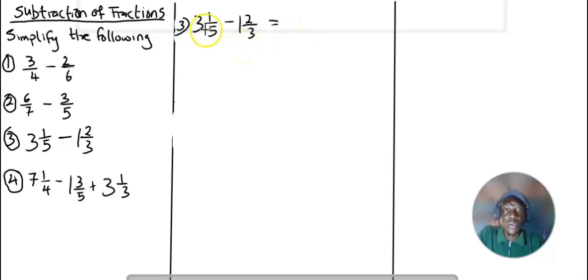Now let's go. The whole numbers here, we have 3 and 1. So 3 minus 1 will give us 2. We have 2 whole numbers. Let's find the LCM. The LCM of 5 and 3 is 15.